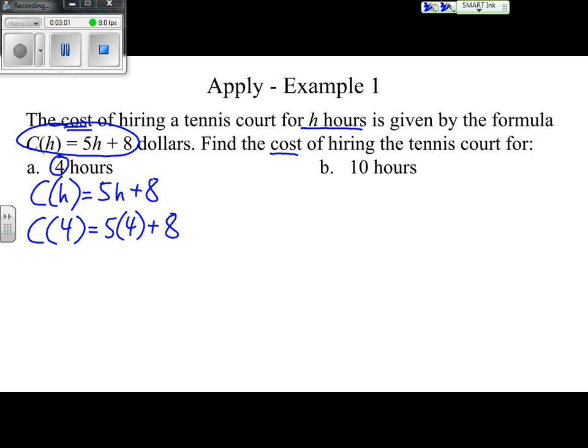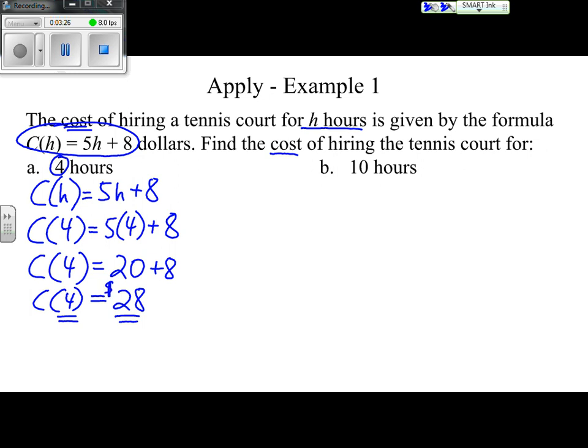So the exact same value went in for both h's, one of which is just a label. That's the one on the left here, c of 4. Again, the cost of 4 hours, and that's equal to 20 plus 8. So c of 4 equals 28. So what does this all mean? The cost of playing 4 hours of tennis is $28. And since it's a word problem, we could put a label on that because this is money. But we have an ordered pair, an input of 4, an output of 28.